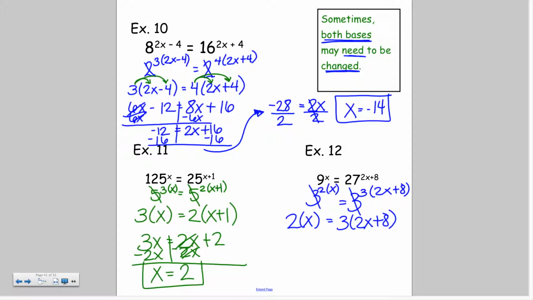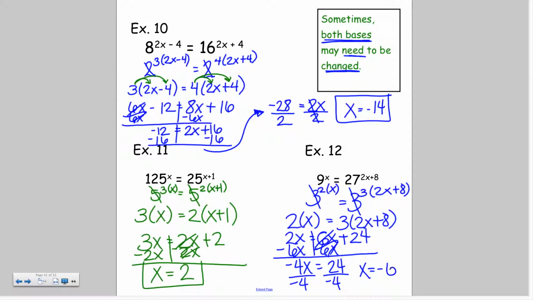Okay? So we have 2x is equal to 6x plus 24. All right, and then combine the like terms. So I'm going to subtract 6x from both sides. So we have negative 4x is equal to 24. And then I'm going to divide by negative 4. And x is equal to a negative 6.